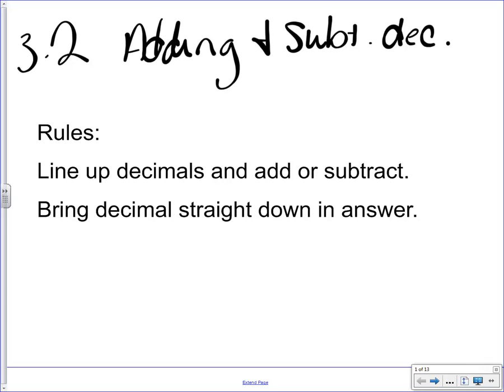Okay, so section 3.2 is about adding and subtracting decimals. I wrote the rules for adding and subtracting decimals right here on the screen, so make sure that you copy these down. It says to line up the decimal points and then add or subtract. You are going to want to bring your decimal point straight down in your answer. You're not going to count place values over, you're just going to bring it straight down.